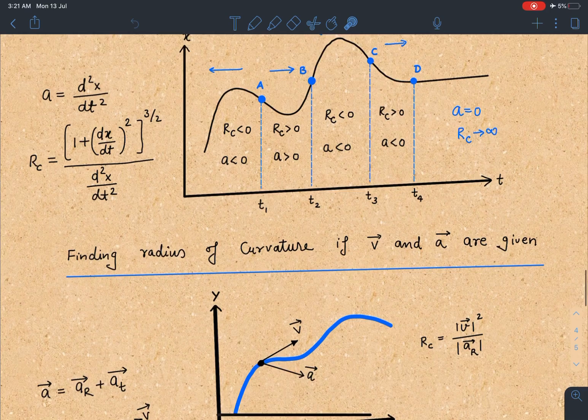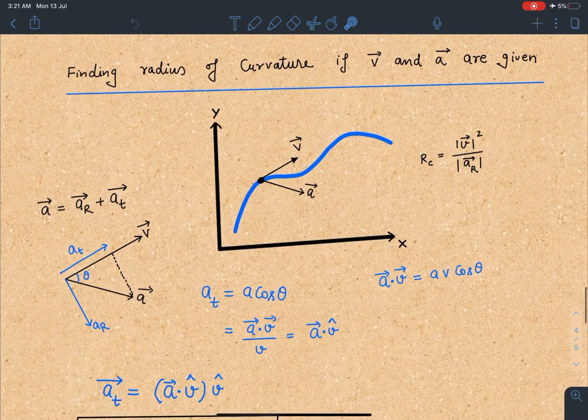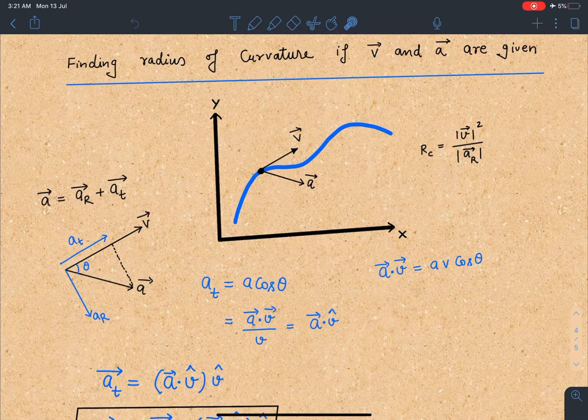So here there is another approach. If a particle is moving in any random curve, as you can see here, and its velocity vector and acceleration vector at a particular instant are given, then at that instant we need to find the radius of curvature of the path followed by the particle. So we have seen this radius of curvature formula: 1 plus (dy by dx) whole square to the power 3 by 2, divided by d2y by dx square. That is the formula we are going to use when the curve equation is given.